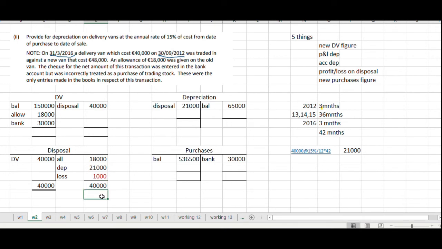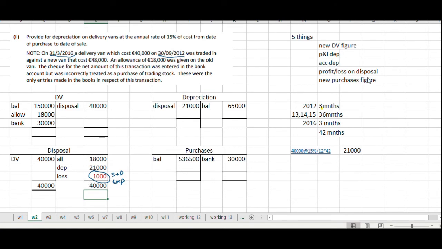So there is a loss on disposal, because if you think about it, the delivery van was 40,000, take away depreciation of 21, which means it was worth 19, but you only got a trade-in of 18. So therefore there's a loss of 1,000. I'm just going to circle that. Loss of 1,000, and it's in red, and that is going to go as an expense. That would be a selling and distribution expense in the P&L. Okay, so that's one figure.